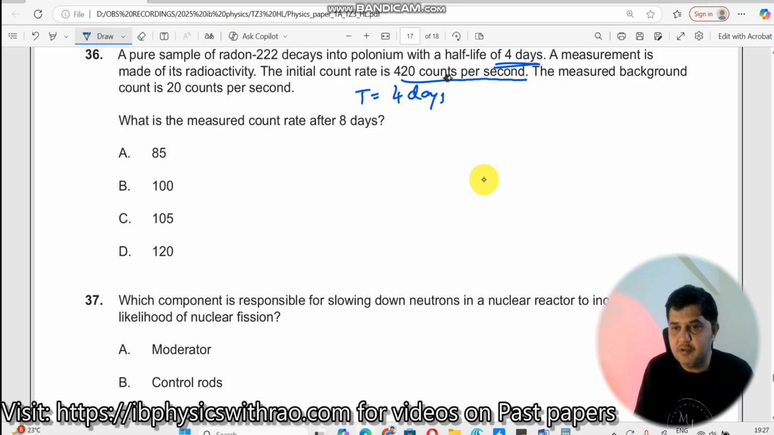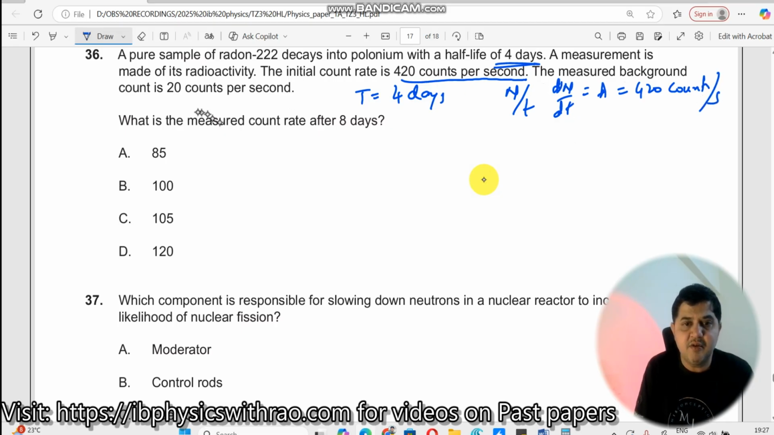Note that it is 420 counts per second, which means what? You are now writing N divided by t. What is N by t? N by t is nothing but your dN divided by dt, which is nothing but your activity, which should be 420 counts per second.